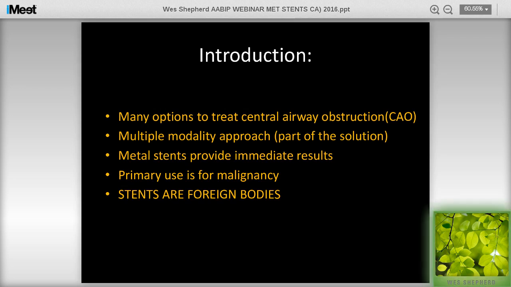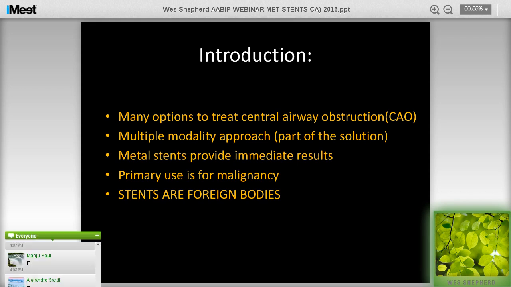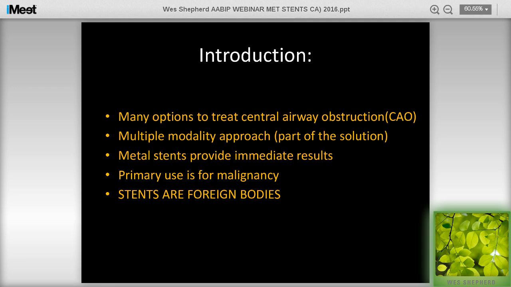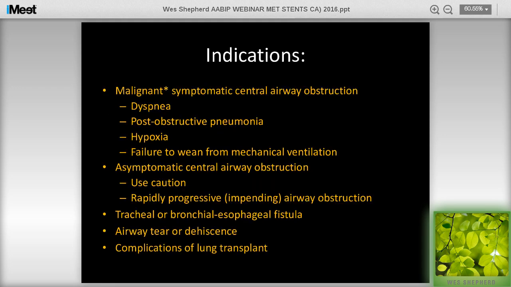So it's important to remember, when we talk about airway stenting in general, but particularly with malignant central airway obstruction, there are many options, and most of the time stents are not being placed in isolation. It's typically in the scenario of a multiple modality approach. It's important to remember that metal stents are one of the therapies that provide immediate results, and I can't emphasize enough that stents are foreign bodies, and we'll talk about that a little bit more as we move on.